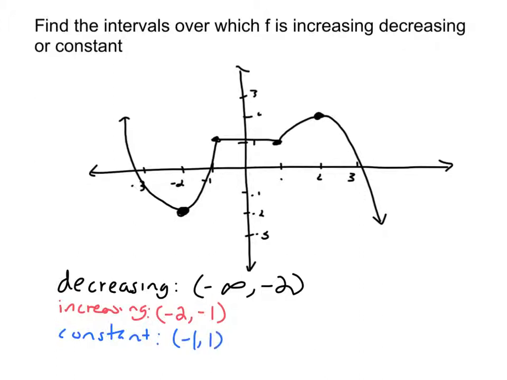Then we continue going, and then this is increasing, right? As we read this from left to right, it's going up. So I'm going to add another interval for increasing from 1 until we get to 2. So from 1 to 2, we're increasing. And then lastly, from 2 all the way on to infinity, the graph is decreasing because there's an arrow, so it continues to go on forever. So let's add one more decreasing interval: from 2 to infinity, the graph is decreasing.